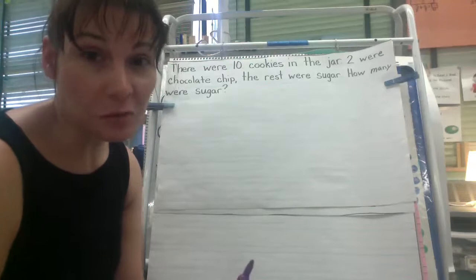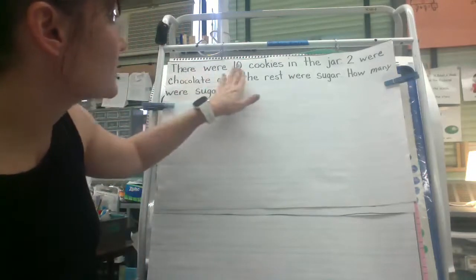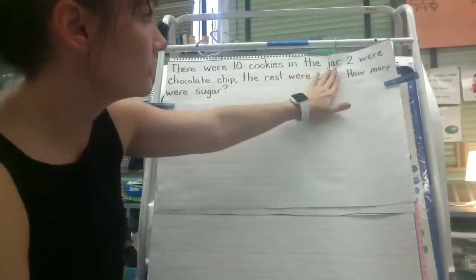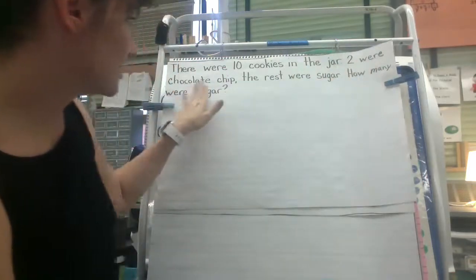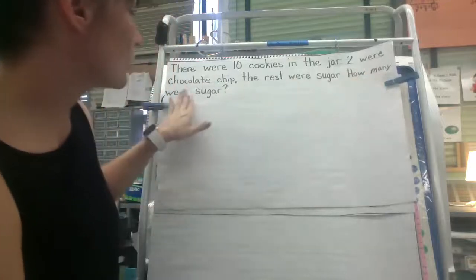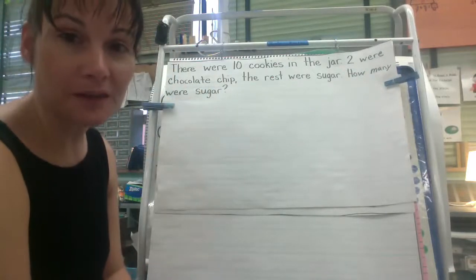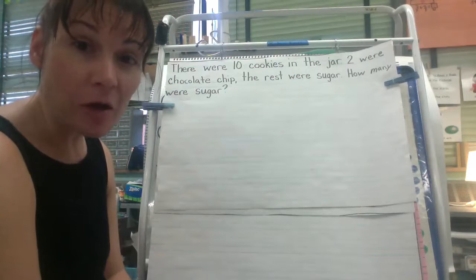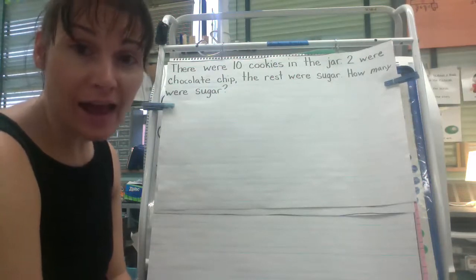Listen again to the problem. There were 10 cookies in the jar. 2 were chocolate chip. The rest were sugar. How many were sugar? I have to think, how many cookies did I have?